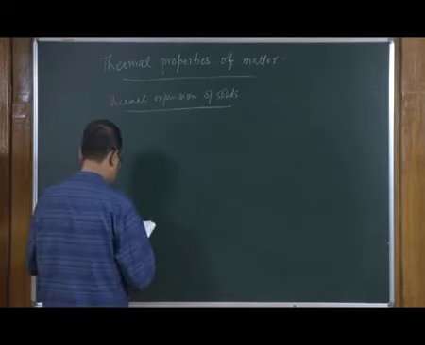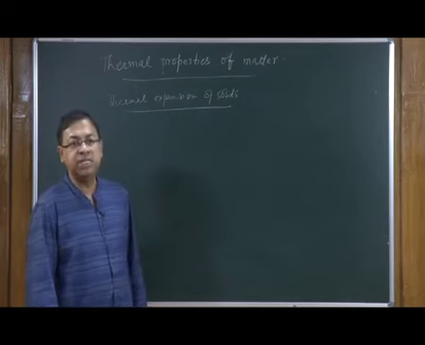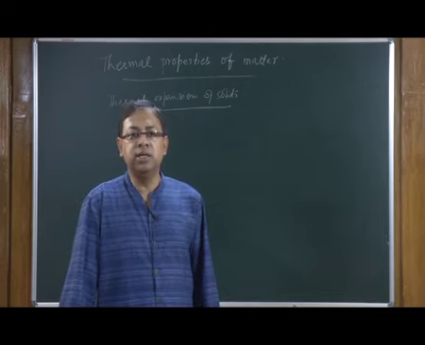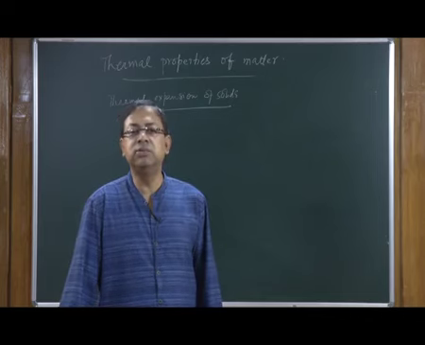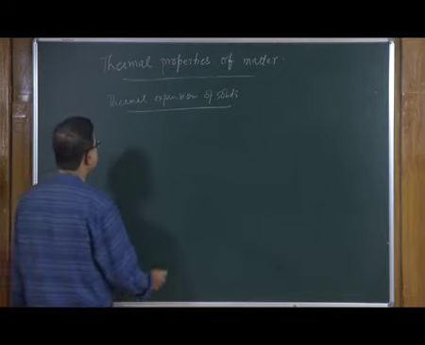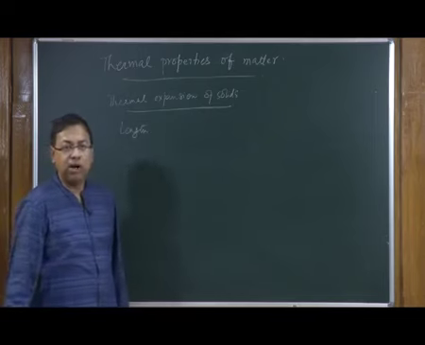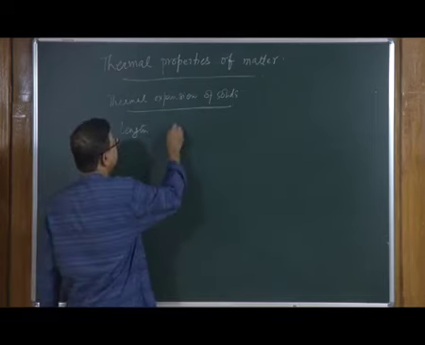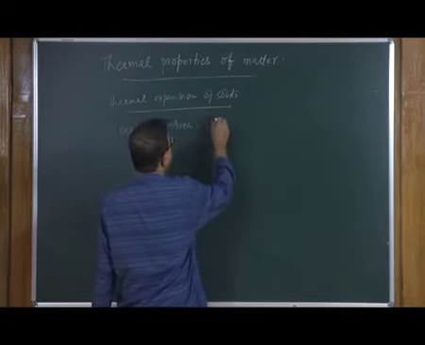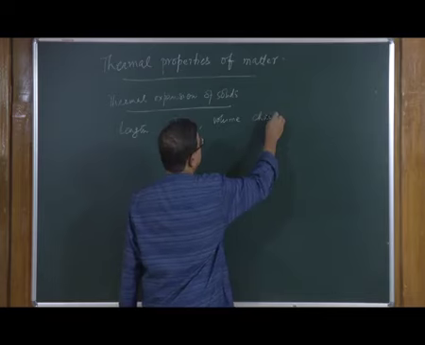So, this thermal expansion of solids happens when heat is applied or given to a system, then the dimensions of a solid material change, and the dimensions changing means the length can change if it is a one dimensional material, or if it is a two dimensional material the area can change, or if it is a three dimensional bulk material then the volume will change with temperature.